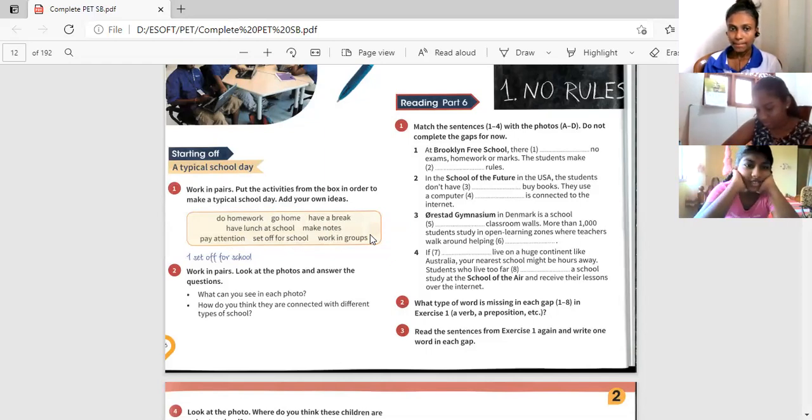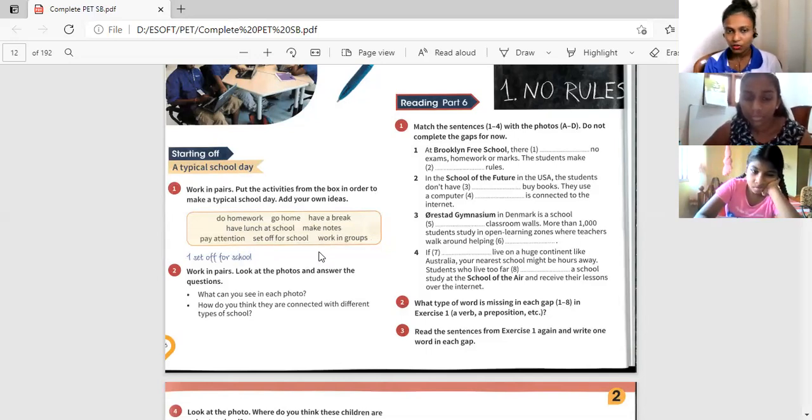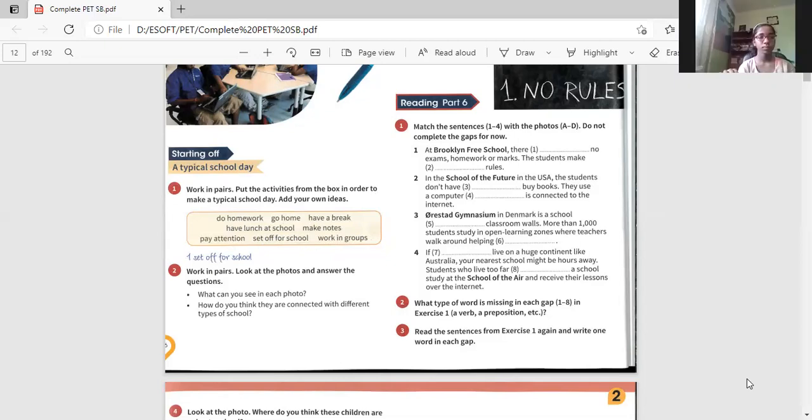Pay attention. Everything here, you do everything, right? In a typical school day, you do everything. These: do homework, go home, have a break, have lunch at school, make notes, pay attention, set off for school, work in groups, all these things. What else do you do? What are the other things that you do in a typical school day?